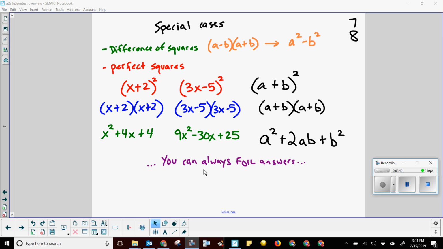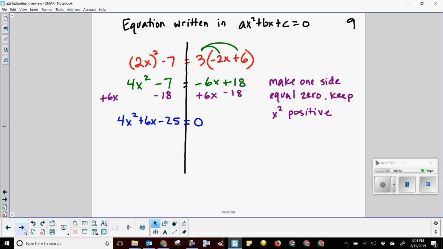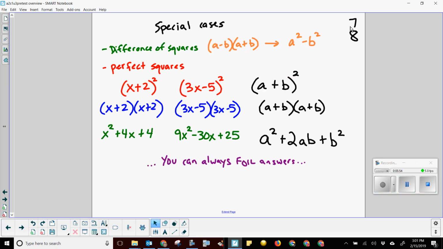And you can always FOIL the answers, and as long as you have this, you can put them side by side and FOIL them if you want. That was actually a couple different concepts, doing perfect squares and difference of squares.